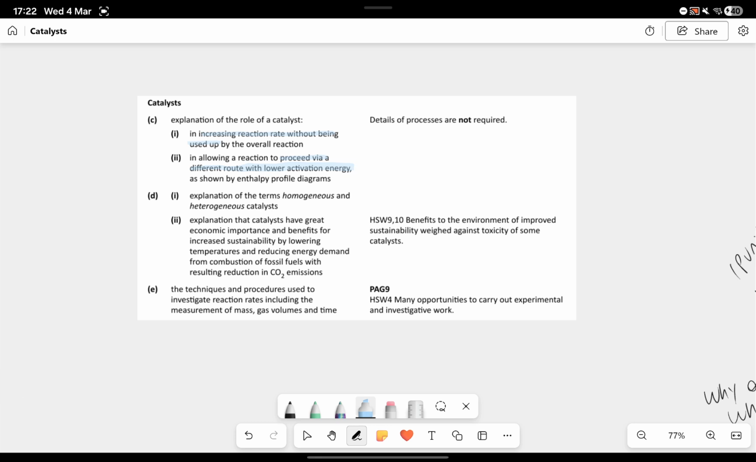So what is a catalyst? A catalyst is a substance that increases the rate of a chemical reaction without being used up by providing an alternative pathway with lower activation energy.